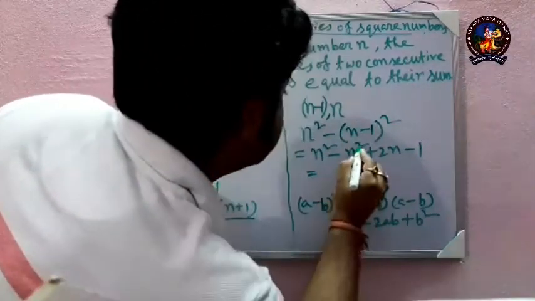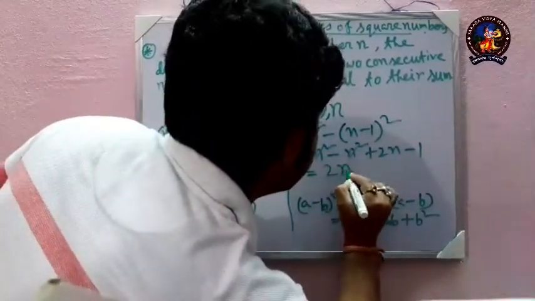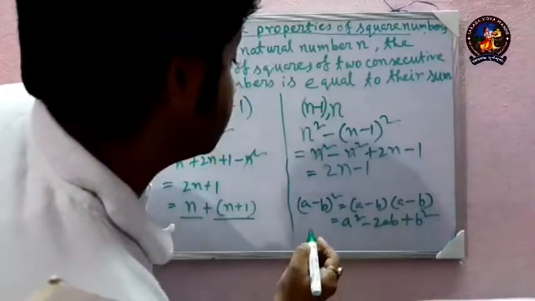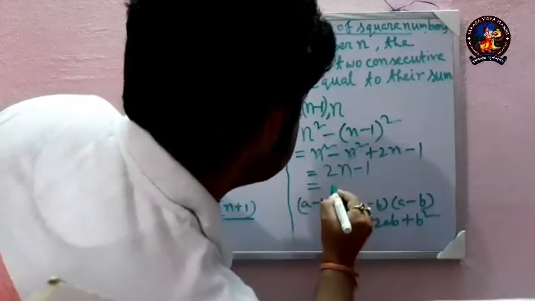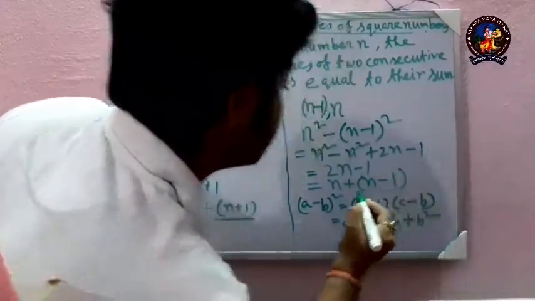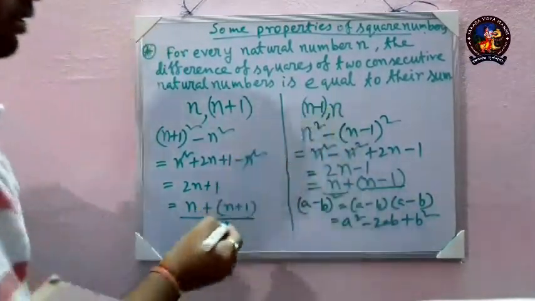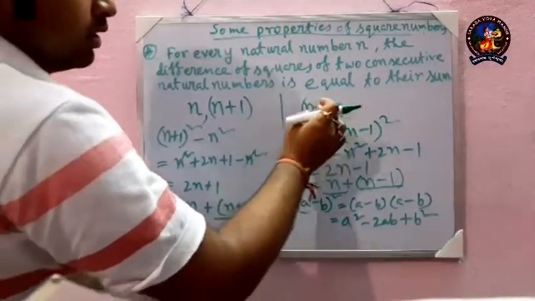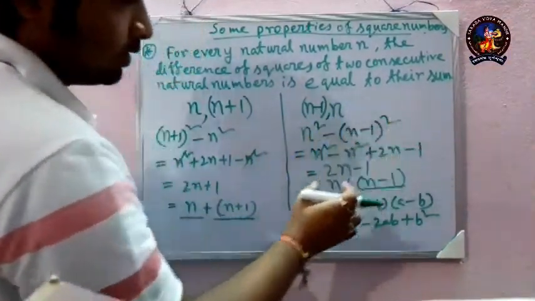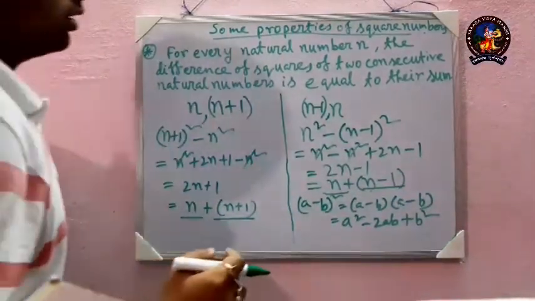Now the result becomes 2n minus 1. Okay, I can express this as n plus n minus 1. These are the two numbers I have taken here. I have expressed the difference of their squares as their sum. Okay. Now let's move to the next property.